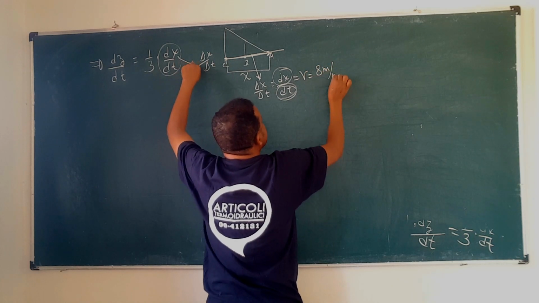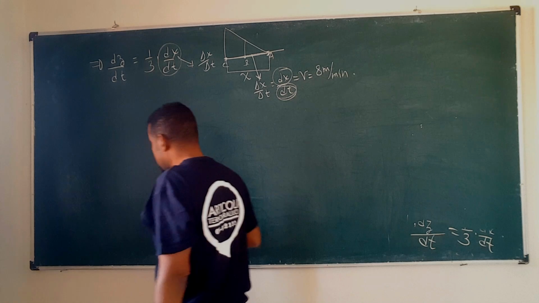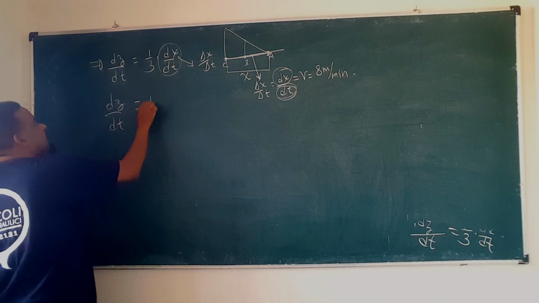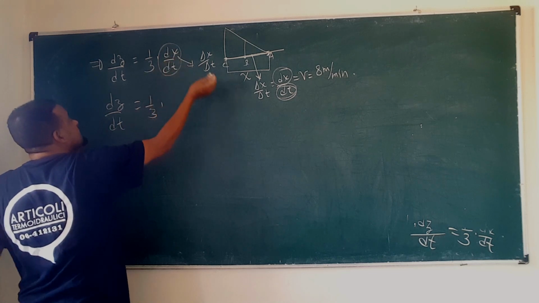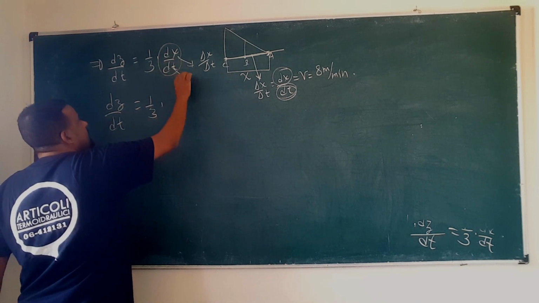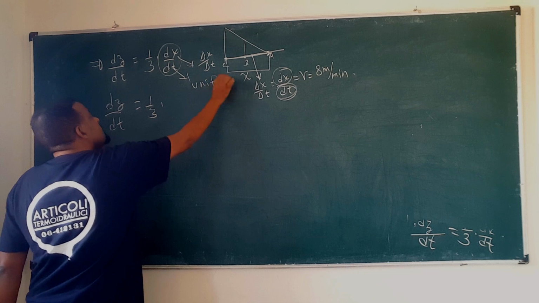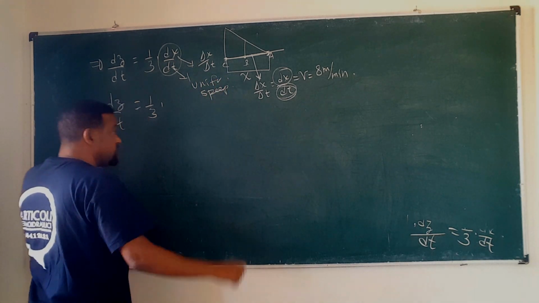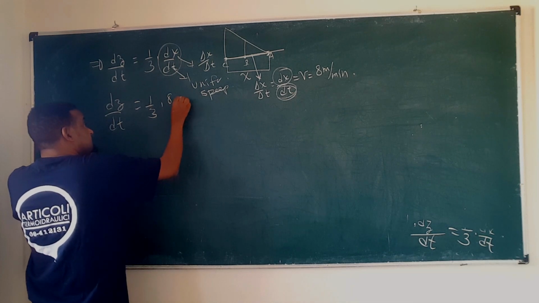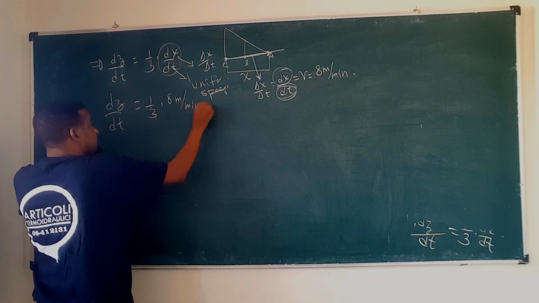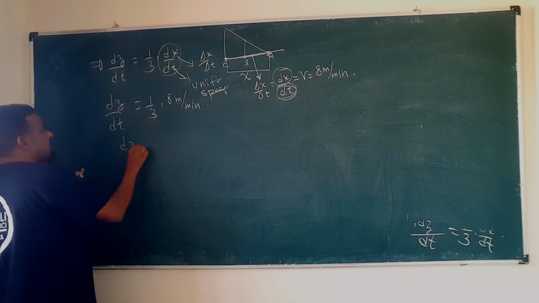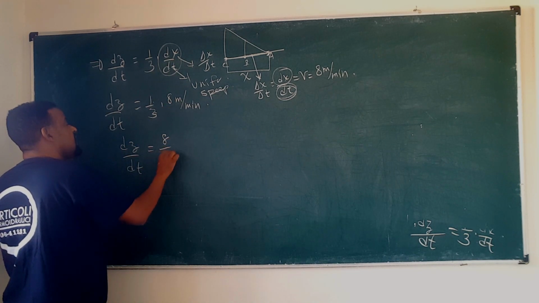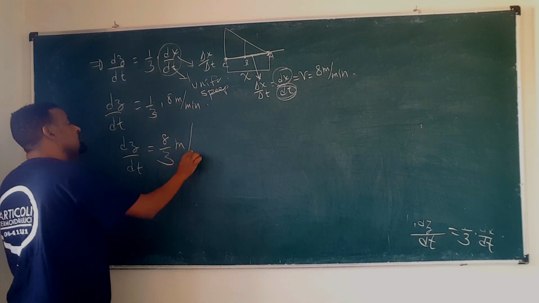8 meters per minute. So dz by dt is given by 1 over 3 times dx by dt, what? The uniform speed on that x, which is 8 meters per minute. So dz by dt is equal to 1 over 3 times 8, which is 8 over 3 meters per minute.